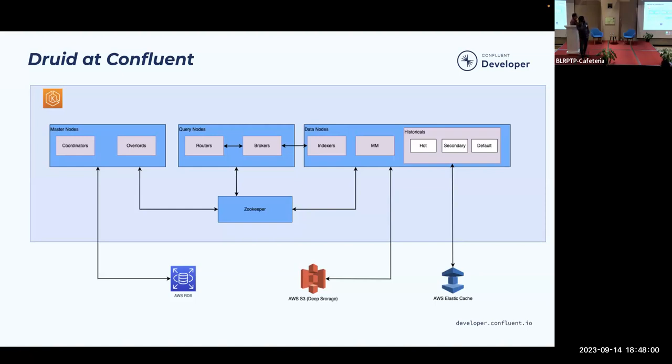Similarly, we have multiple tiers for historicals: hot, secondary, which was added, I think, last week, and then the default. For hot, we have a retention of, I think, 7 to 9 hours, and for default, it's 9 days. Hot is to cater to our external customers. Default is for our internal use cases for billing and data science.